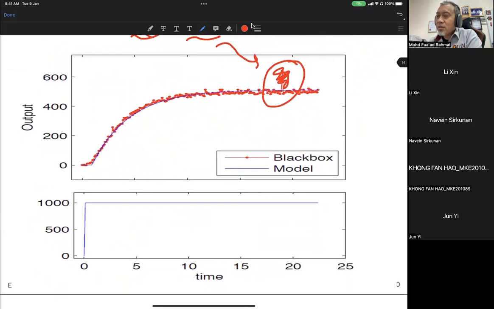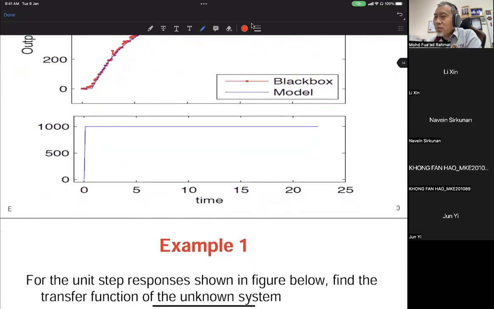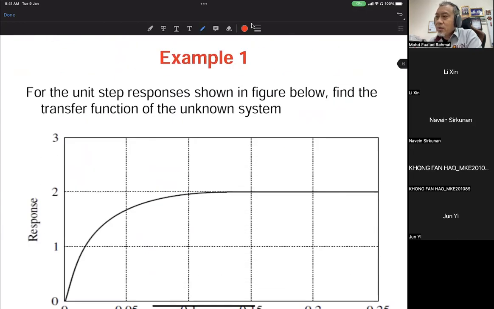So here they show the red data, the red points, as black box data, and the blue line is the estimate of the model. And of course, this one is the input. Okay, so we go to the examples here.